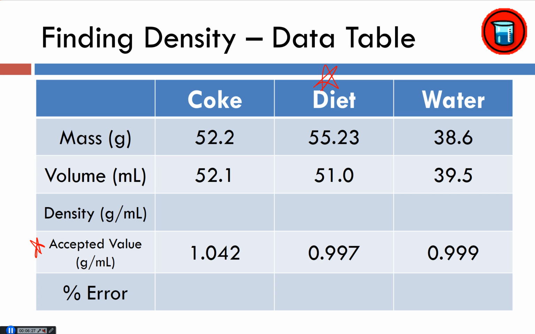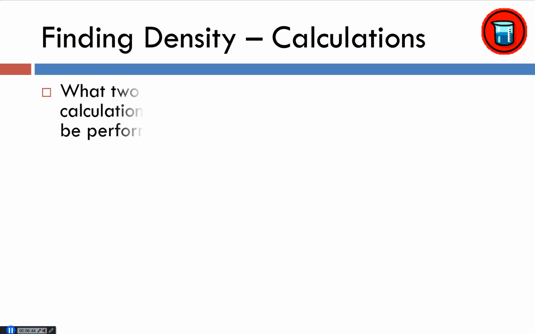For the purpose of this tutorial, I'm going to focus in on the Diet Coke information. So I've got my mass, my volume, I've got the accepted value, and hopefully based on the blanks that are left here, you can conclude that we need to figure out the density and ultimately calculate the percent error. We use the percent error to gauge how good our measurements were. All right, so already took care of this, density and percent error.